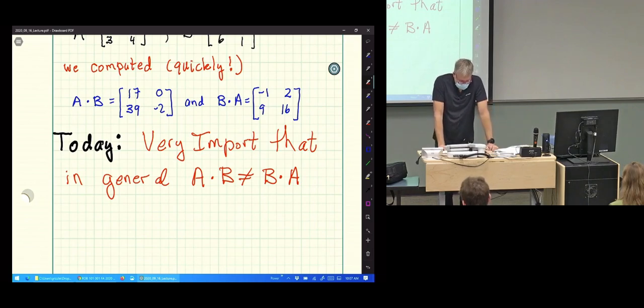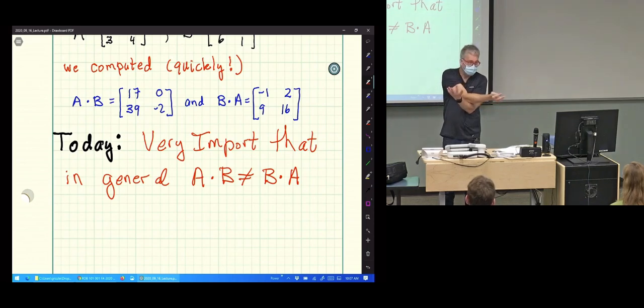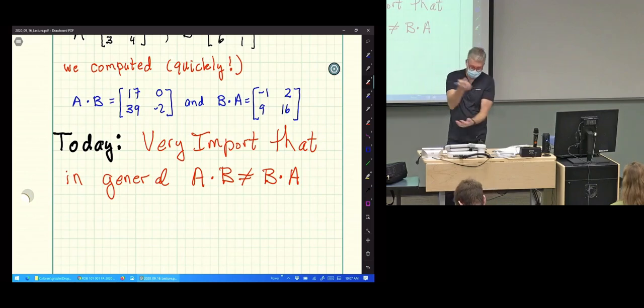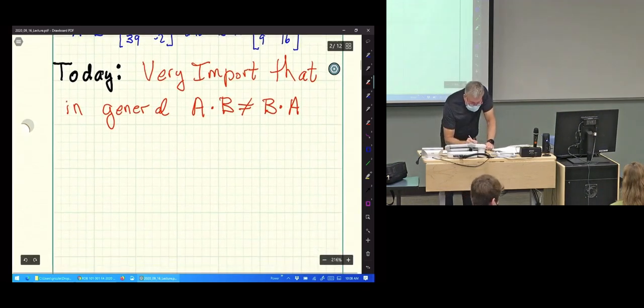Now, very often, if A times B makes sense because of the sizes, when you change the order, the sizes may not work out, and so you can't even do it. So if you have a 3 by 2 times a 2 by 5, that gives you a 3 by 5, but if you do it the other way, the 5 by 2 and then the 3 by 2, it just doesn't work, okay? Because the 3 doesn't match with the 5. So in general, the sizes don't work, but even when the sizes work, the product A times B is different than B times A. Okay, so order matters.